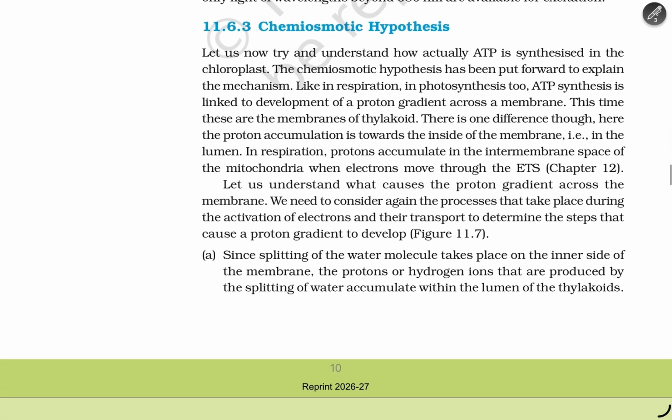Chemiosmotic hypothesis. Let us now try to understand how ATP is actually synthesized in the chloroplast. The chemiosmotic hypothesis was put forward to explain the mechanism. Like in respiration, in photosynthesis too, ATP synthesis is linked to the development of a proton gradient across a membrane. This time it is the thylakoid membrane. There is no difference, except that protons accumulate towards the inside of the membrane, in the lumen. In respiration, the protons are accumulated in the intermembrane space of the mitochondria, where the electrons move through the ETS.